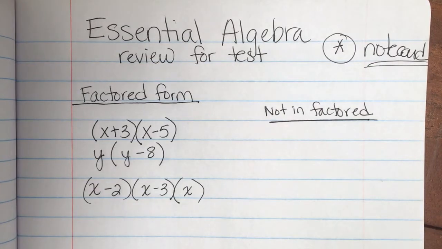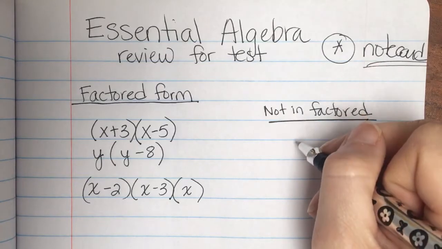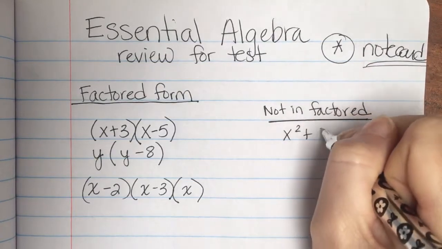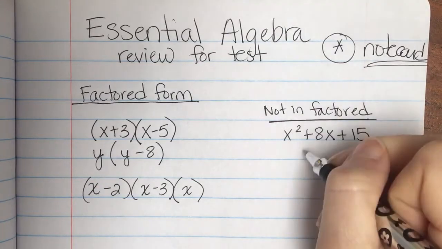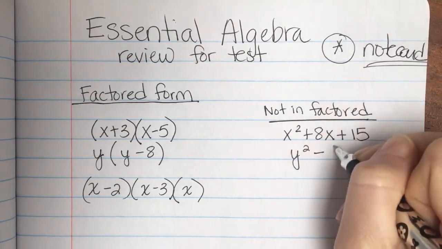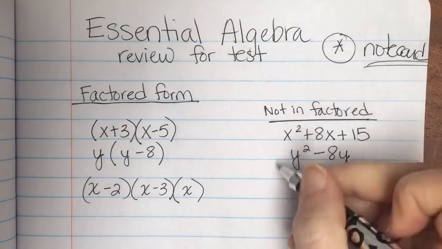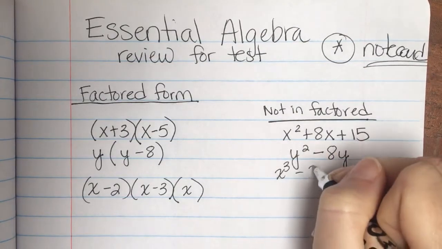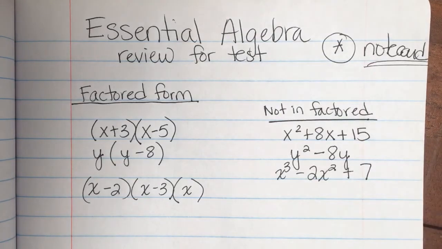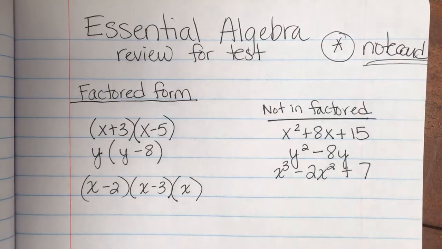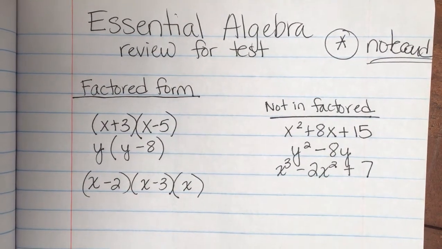These are not in factored form. And you should be writing these down as I'm going over it. Not in factored form would be something like x squared plus 8x plus 15. Y squared minus 8y. X to the third minus 2x squared plus 7. Those are not in factored form. So try to be able to tell the difference between something in factored versus something not in factored form.